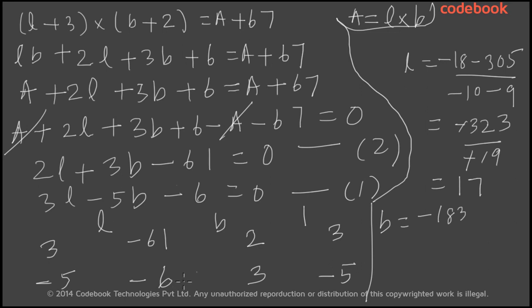Similarly, breadth can be calculated as minus 61 times 3, which is minus 183, minus of minus 6 times 2. Minus 6 times 2 is minus 12. Minus of minus 12 is plus 12. And by the same thing, minus 10 minus 9. So this is nothing but minus 171 divided by minus 19. And this is nothing but 19 nines are 171. So we have calculated length as 17 and breadth as 9 by using this cross multiplication method.